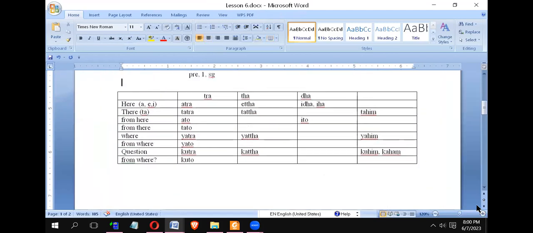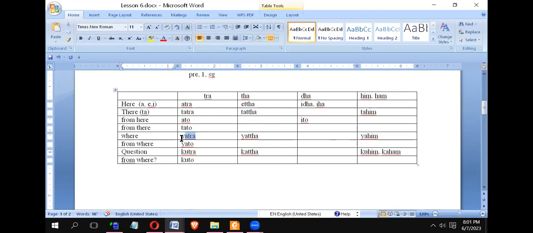Anyway, it's very easy. Here, if it starts with a or e and i, if they start with ta, alright. So if here you got a, you got atra with the suffix tra. You got e with the suffix ta, and da, you got ida or ita. Then you have another suffix, it's called him or hum. So if there is ta, then you got tatra, tata, or tahim. From here you got to, so you got ato. From there you got ta, so you got tato.